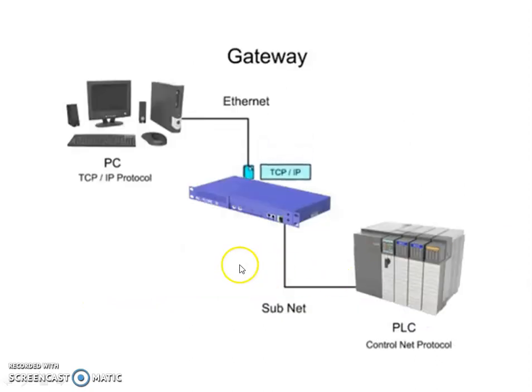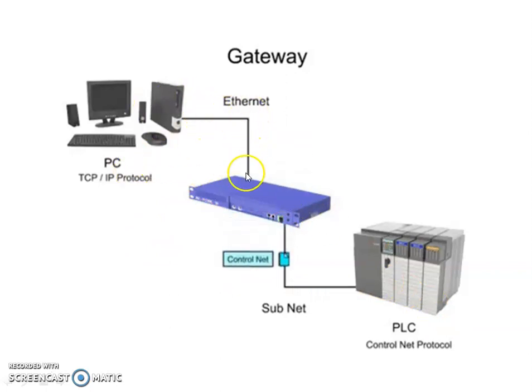Let us see the working of a gateway. So here a personal computer is connected to another type of network called PLC. PLC is a digital controller. So it uses a protocol called control net protocol, and our personal computer uses a TCP IP protocol. These two protocols are different protocols. So for the communication between these two networks, we need a gateway.